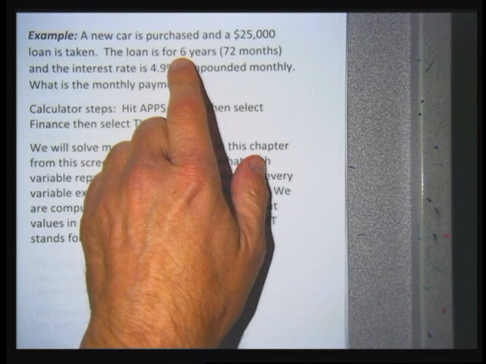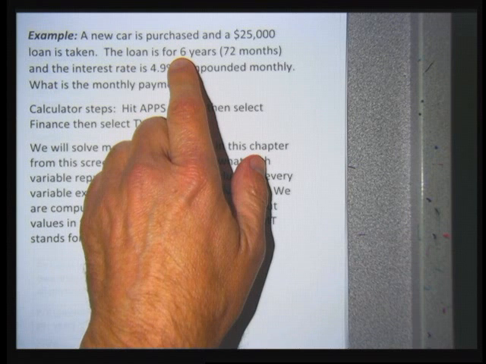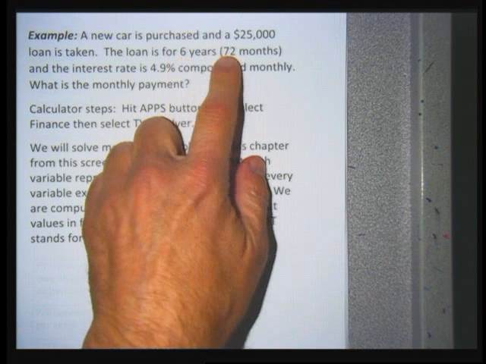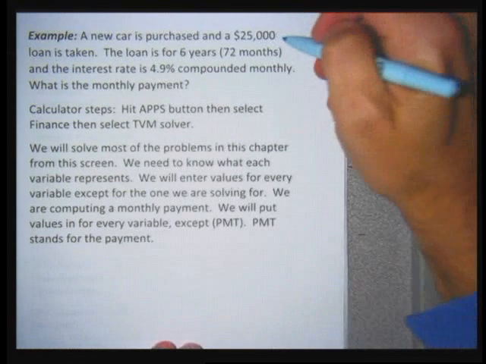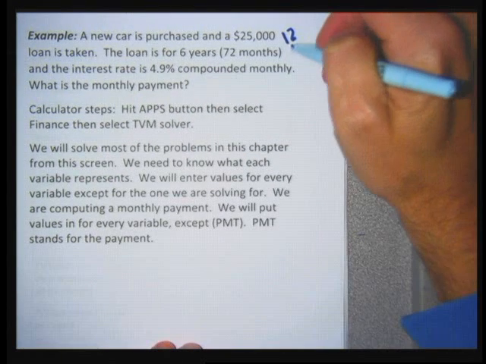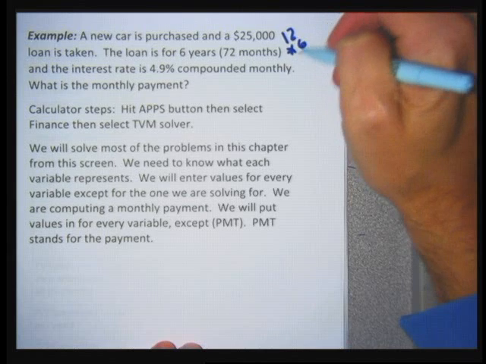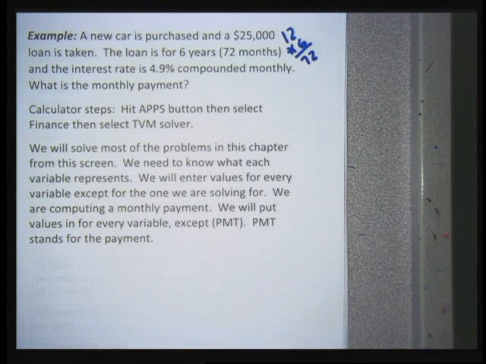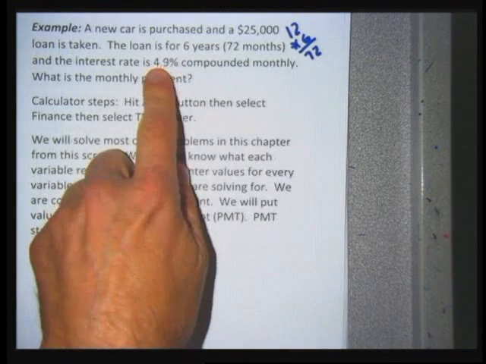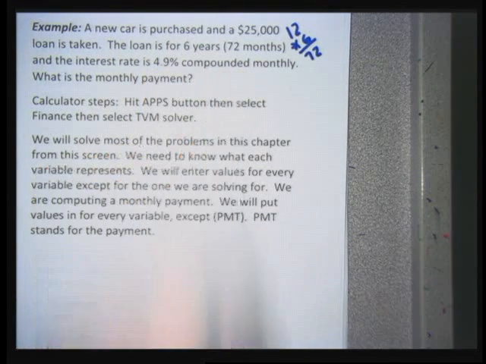If you put 6 in for the number of payments, that means you'd be paying that off in 6 months. 6 times 12 is 72. So the number of payments is the number of years times the 12 months, because you're making monthly payments. So that 72 payments is going to go in for the N. And there's my interest rate, and it tells me the interest is paid every month.